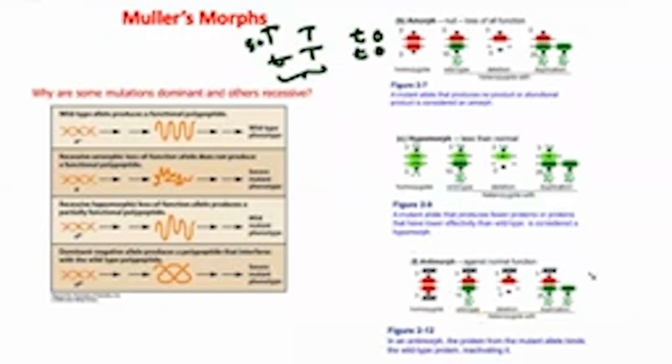Is this clear? So antimorph, hypomorph, and amorph are phenotypic terms. This is what we see. And what we are trying to understand from using the term 50, 100 amount of activity is actually genotype. Fine?